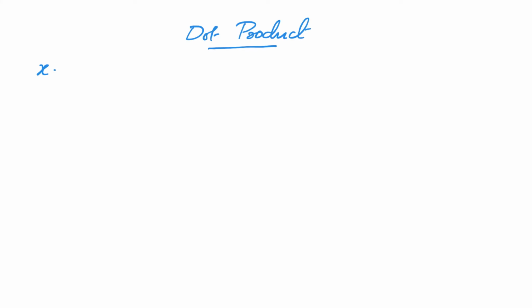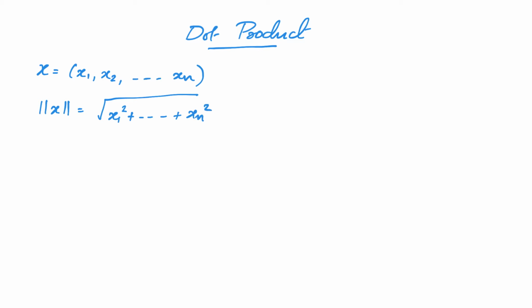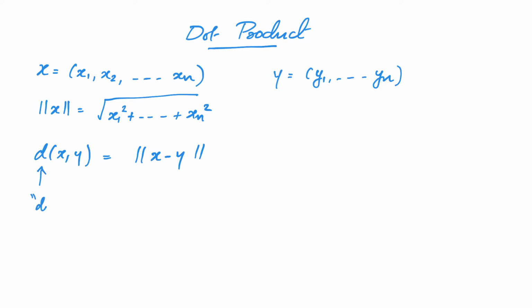Last video, we defined a norm on Rn. Given a point x1 to xn, we said that the norm of x is equal to the square root of x1 squared plus x2 squared plus etc. up to xn squared. Further, we use this norm to define a distance on Rn. Given a point y1 to yn, we said that the distance between x and y is equal to the norm of x minus y.